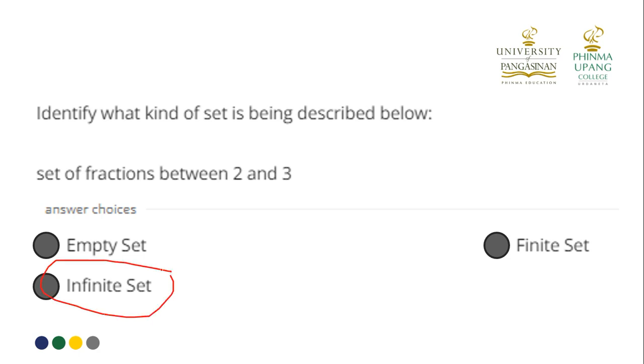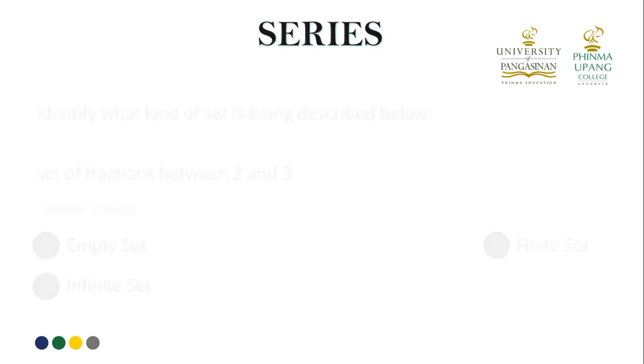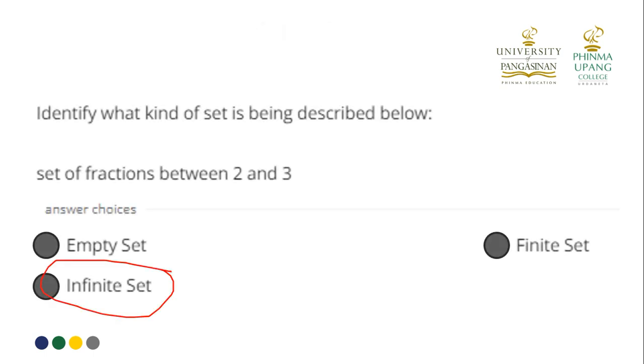It's infinite. Why? Because there are many of them, right? We have fractions. It means there are still many more, if you are going to convert fractions into decimals. There are many of them. Okay? There's no ending. That's why the answer here is infinite. It's a bit confusing, but not too confusing. 2 and 3, like fractions. You think of the fractions. There are many of those.